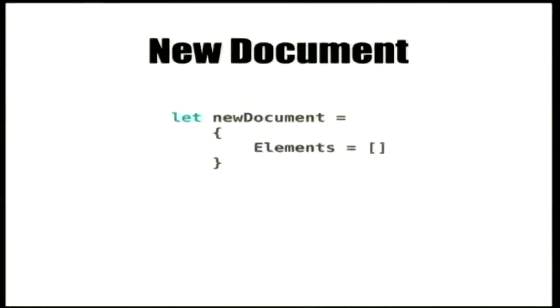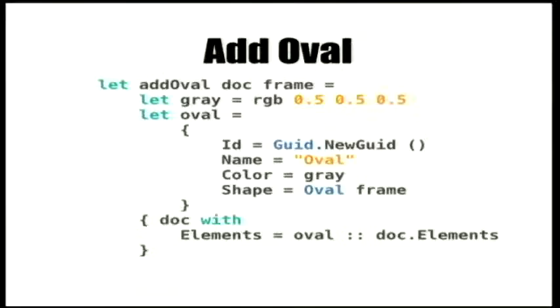So CRUD, first one, create. That's pretty easy. We got a new document. This really should be a function, but it turns out my new document doesn't actually take any parameters. So my function, given the awesome syntax of F#, turned into a constant. The difference between a constant and a function is simply whether you give it some parameters.